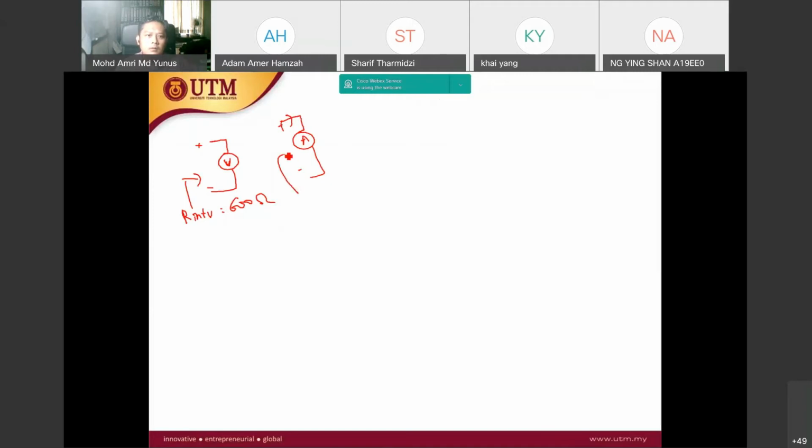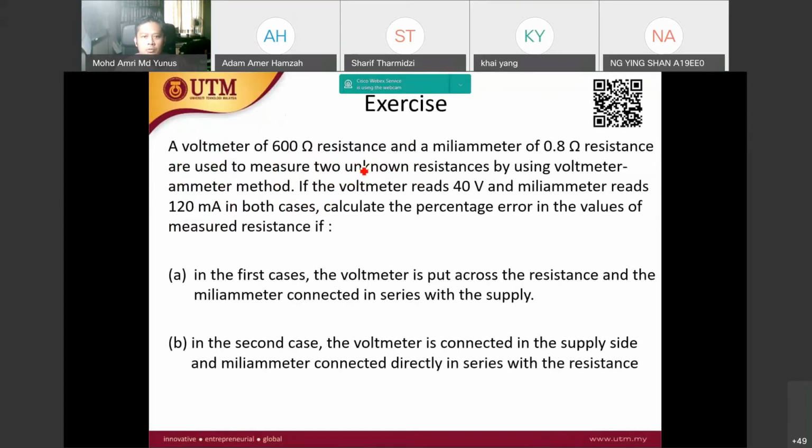Internal resistance R I equal to 0.8 ohm. Okay. To measure two unknown resistances by using the voltmeter and ammeter method, if the voltmeter reads 40 volt and the ammeter reads 120 milliamp in both cases, calculate the percentage error in the value of the measured resistance. Okay.